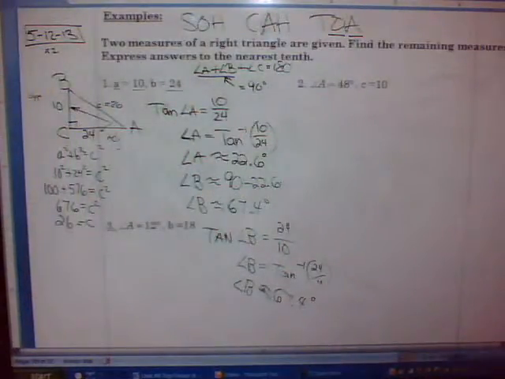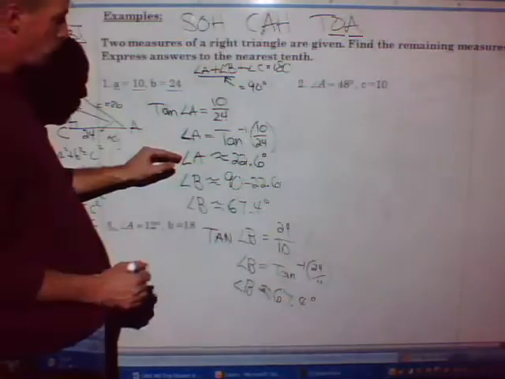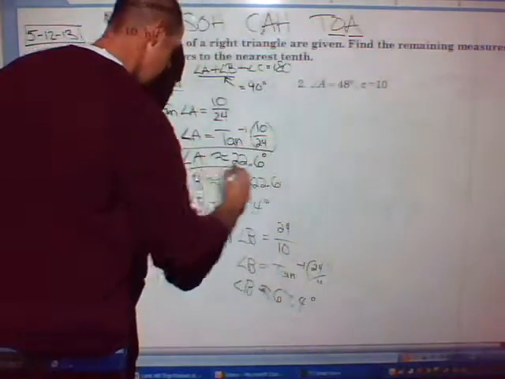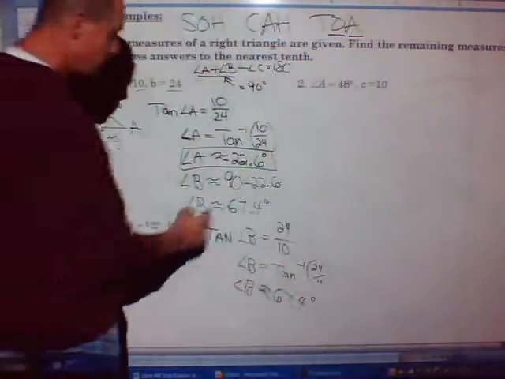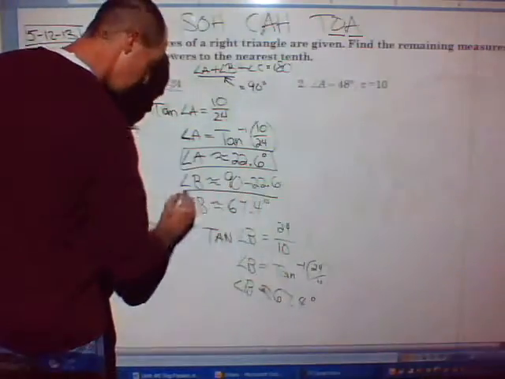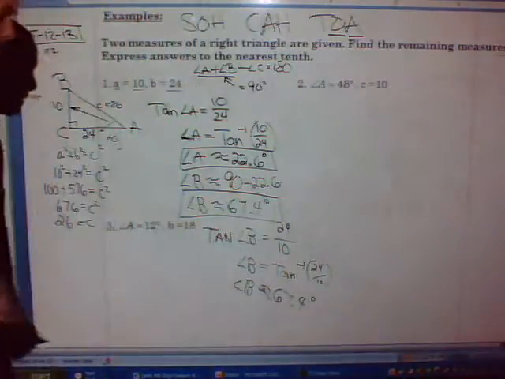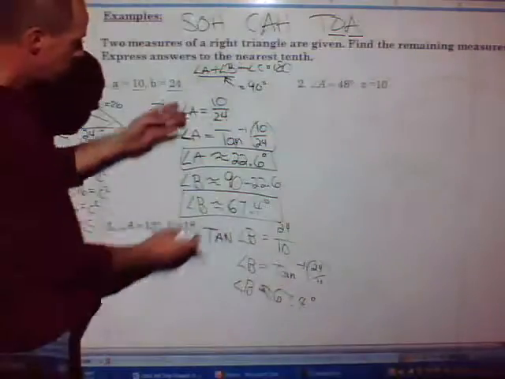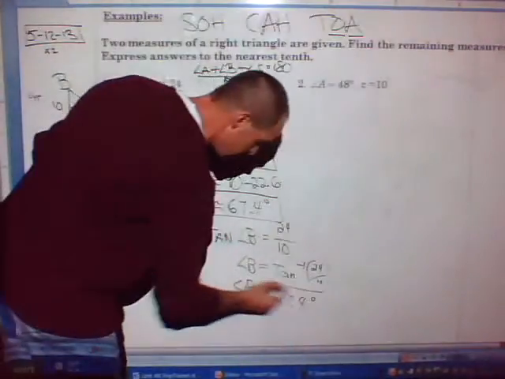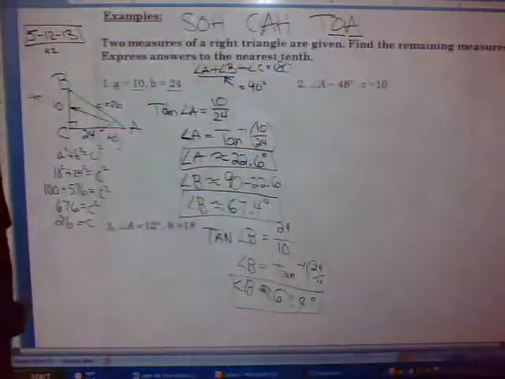So, two ways to get the angles. Find the one angle. We found angle A. And then once we had angle A, you subtract from 90. Try to use the calculator maybe so you don't make a mistake like I did. Or you could just redo a trig function again and you would get the other angle.